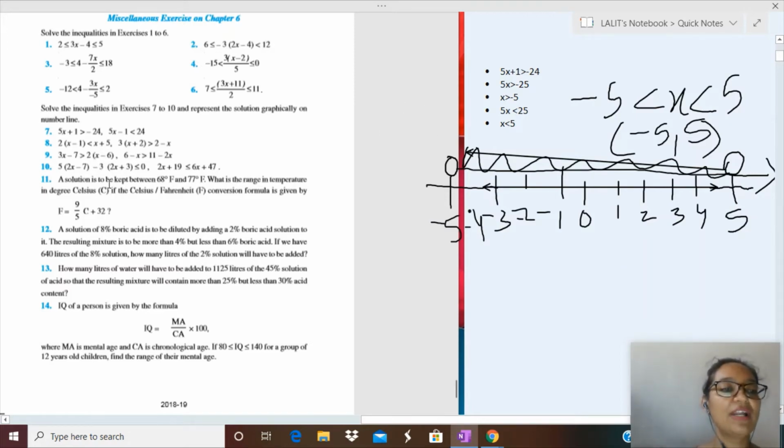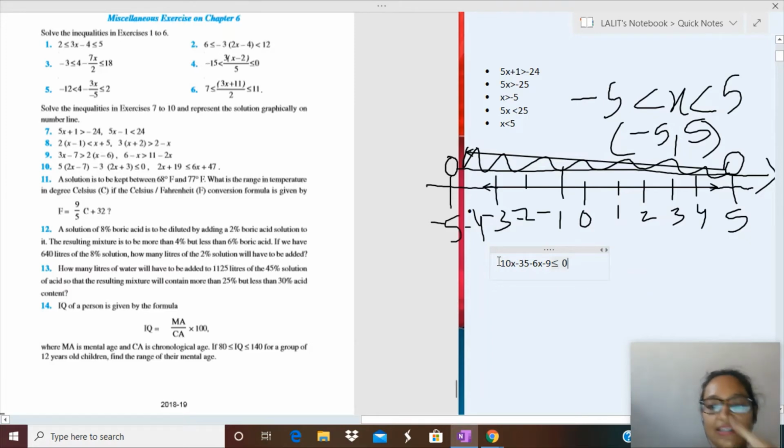Moving on to next question, I'll do question number 10 so that the things are further clear. So what we have in question number 10 is we have 5 into 2x minus 7. So if I multiply by 5, this will give me 10x and we will have it as minus 35 and we have it as minus 3 into 2 will give me 6x and further minus 9, right? 3 into 3. So this particular thing is less than equal to 0, right?